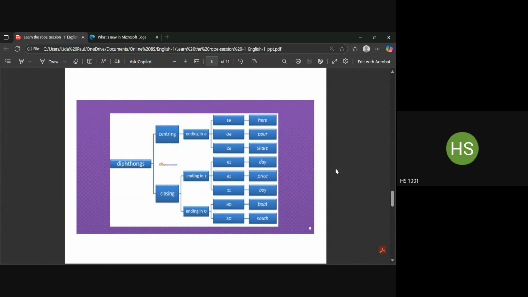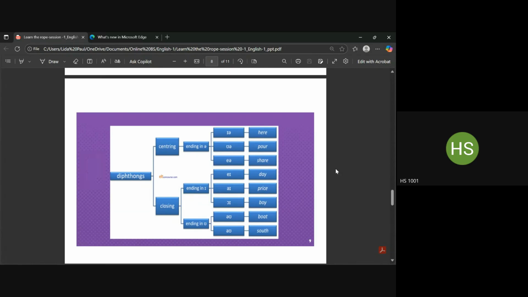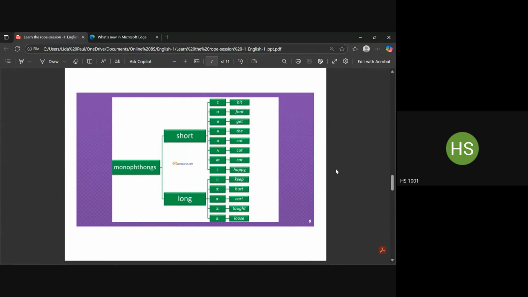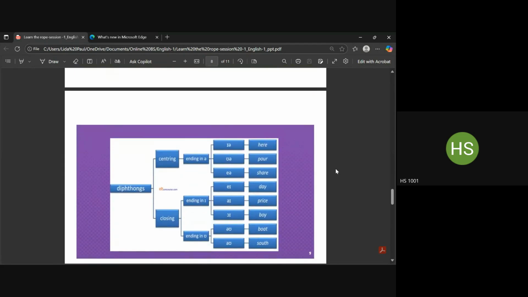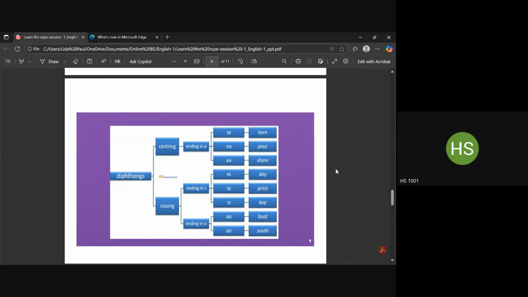And within those 20 vowel sounds, you have 12 vowel sounds which are pure, also called monophthongs. I think we looked at them last class. Monophthongs are further divided into short and long vowel sounds. And then the rest, 8 among the 20, are the diphthong sounds. Now, what are diphthong sounds?